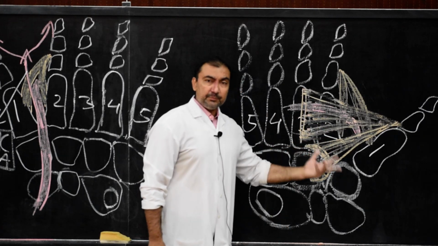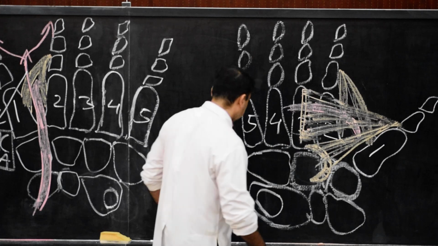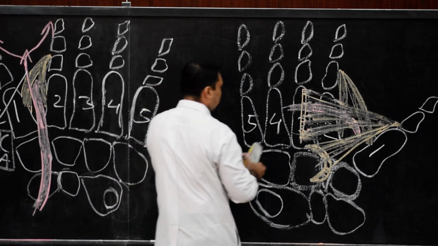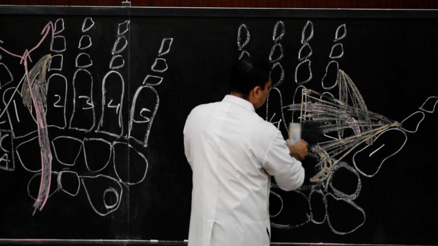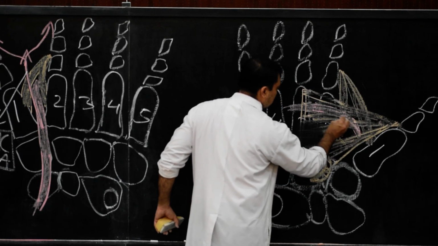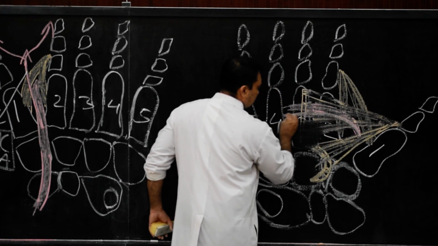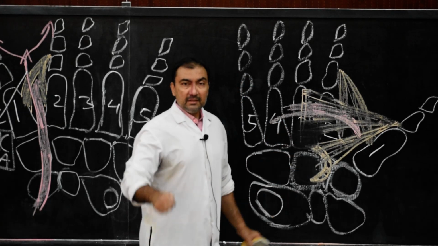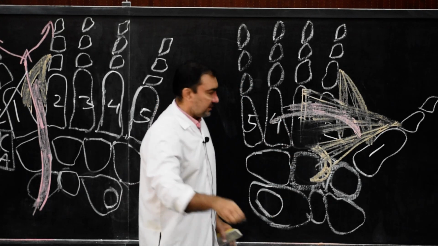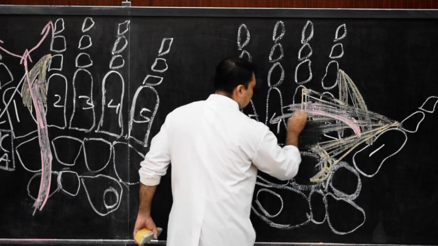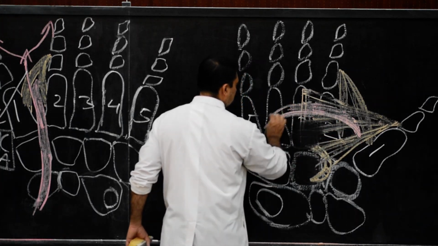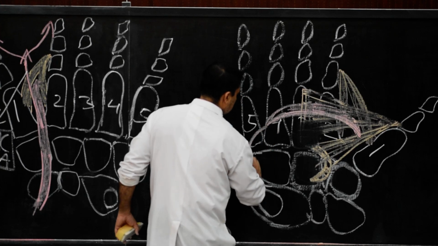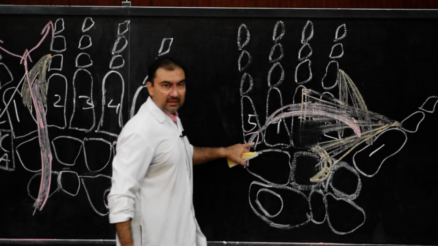So as it passes between the two heads, the oblique head and transverse head, this radial artery will pass between the two heads of the adductor pollicis muscle. It will then form in the palm the deep palmar arch. So this is how the radial artery will form the deep palmar arch, where it will join with the similar branch coming from the ulnar side.